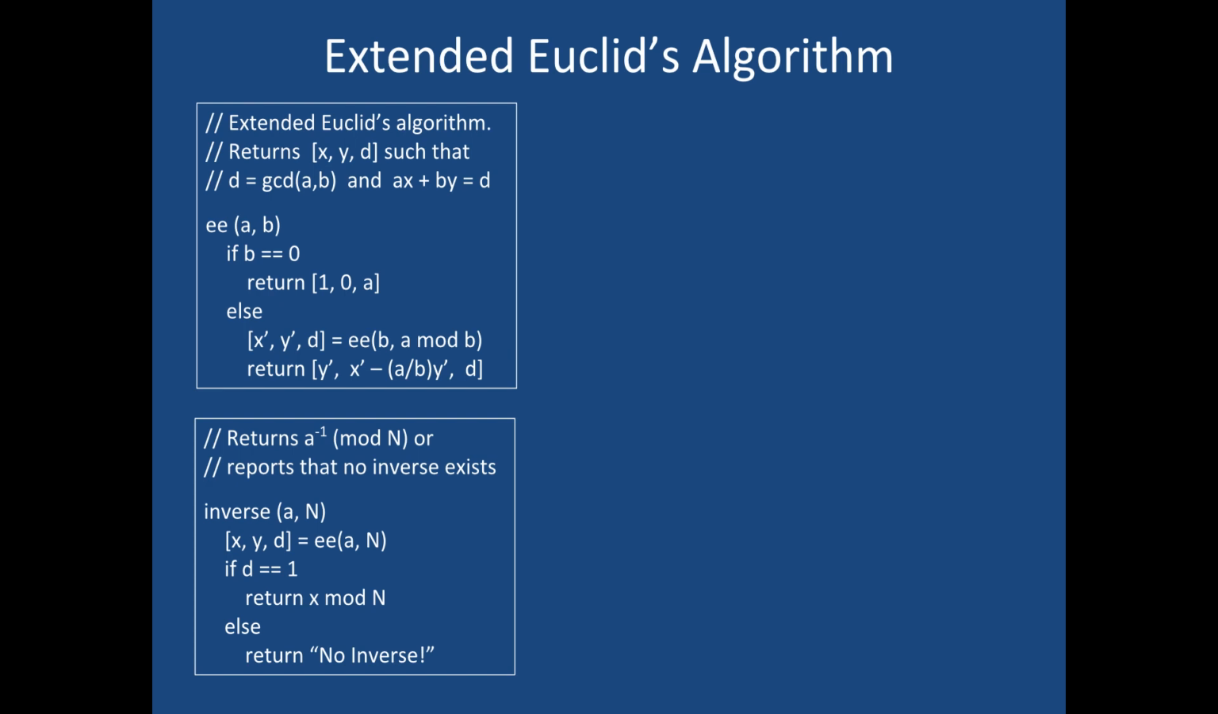So look at the base case. If b is 0, it says return 1, 0, a. Does that make sense? x is 1, y is 0, and the GCD is a. Suppose you're taking the GCD of 7 and 0. What would this thing return?